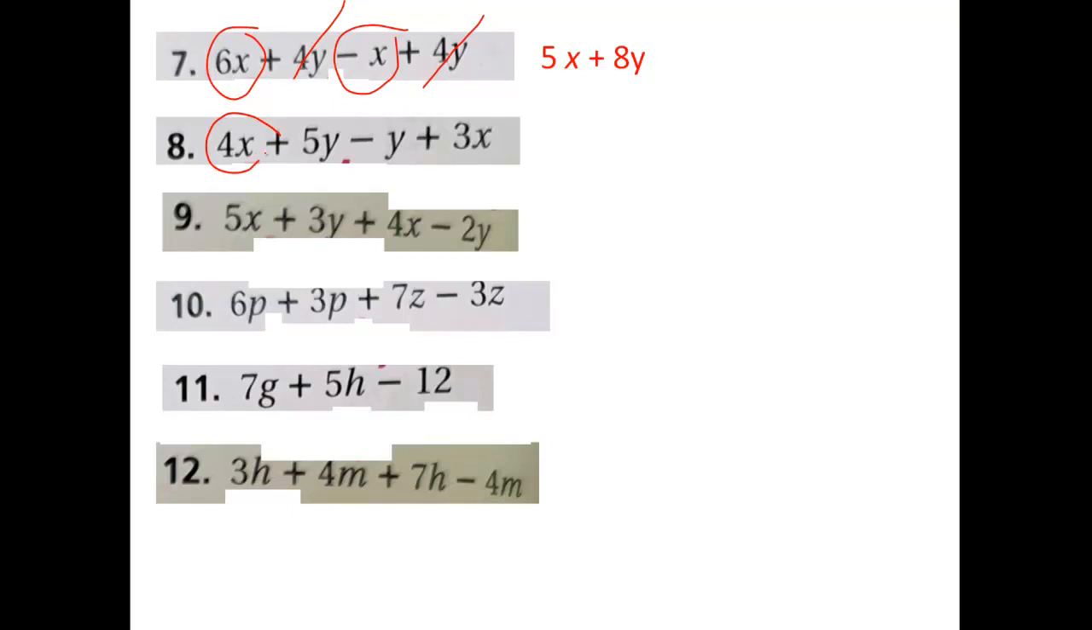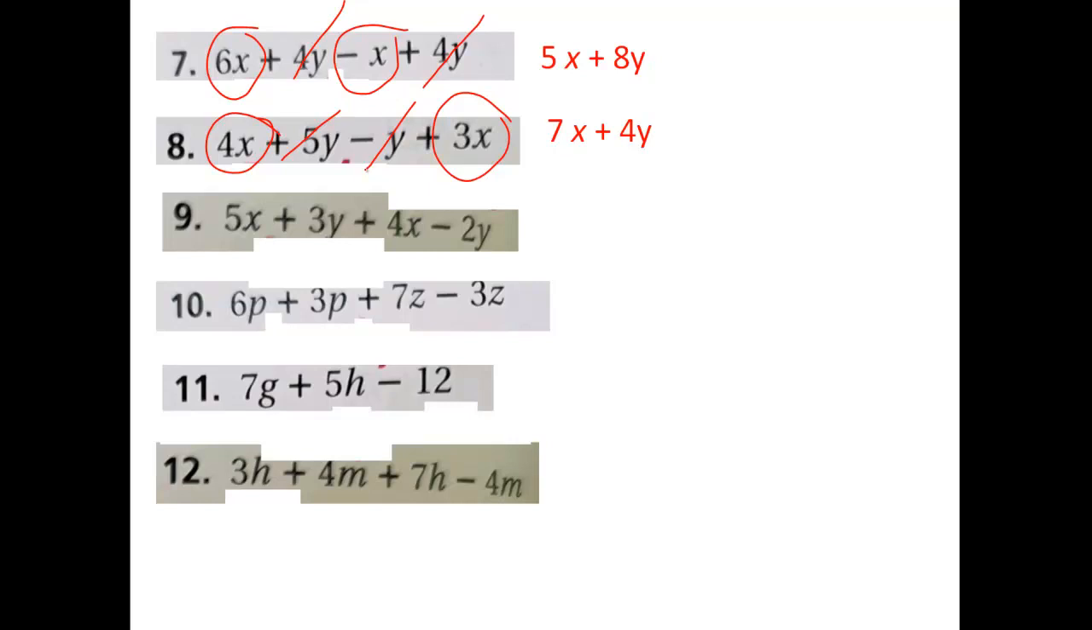We have 4x and we have 3x. 4 plus 3 is 7. And we have positive 5, negative 1, y. Positive 5 and negative 1, y. So 5 minus 1 will be 4y. So it will be 7x and 4y.